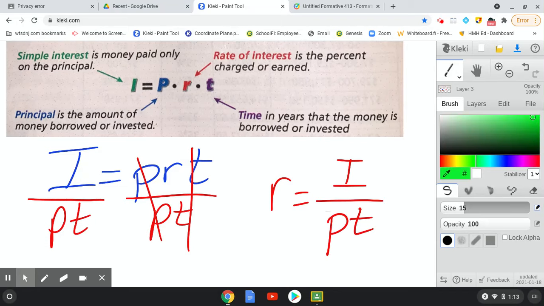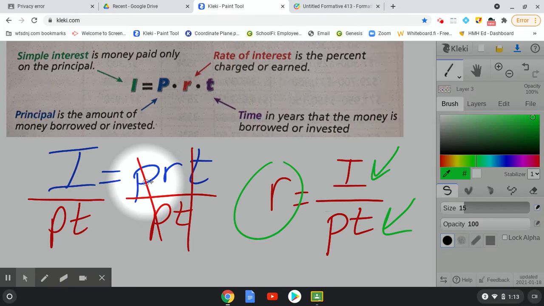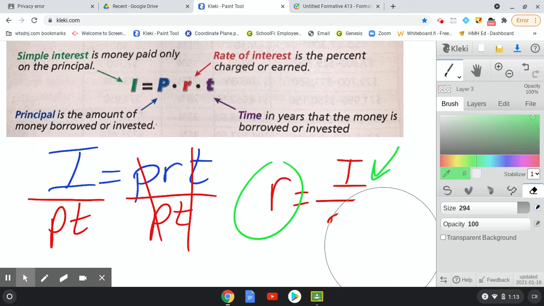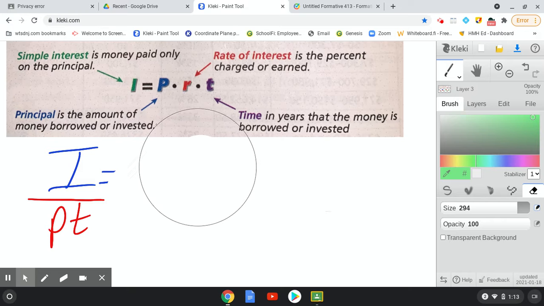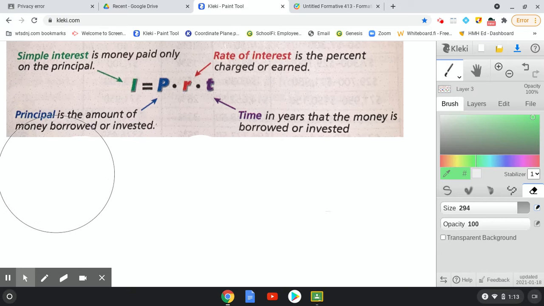Now, they would give you all of this information. You would plug in the numbers and then solve for your rate. Okay? And you can do the same thing for time. You can get the T by itself by dividing both sides by PR, and then T is equal to interest over principal times rate. Okay, so that's the first thing you need to know. You can take this formula and rearrange it so you are able to solve whatever problem they're asking you for. All right, simple interest is actually kind of easy.